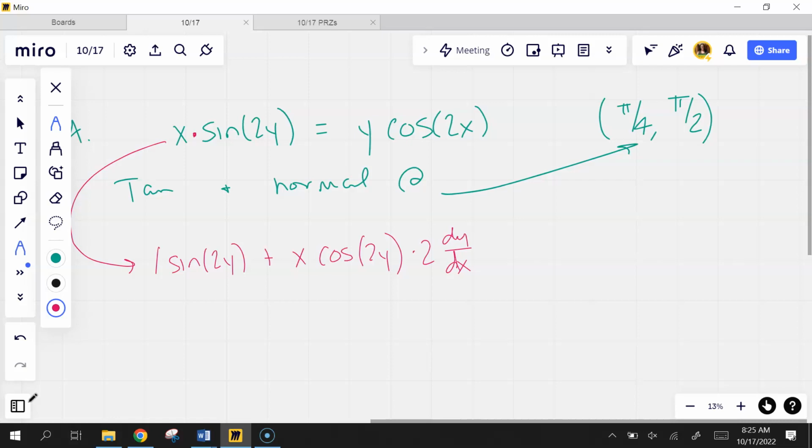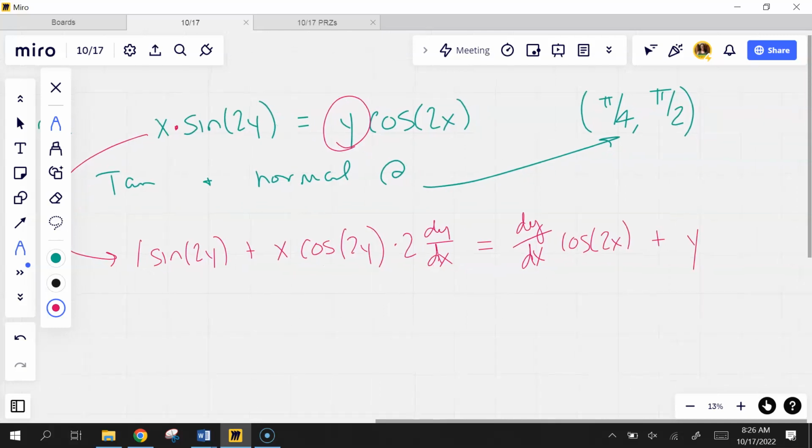Now I'm going to do the same on the right side. So derivative of the first, what's the derivative of y with respect to x? 1 dy/dx, right? Times the second plus the first, derivative of the second. So derivative of cosine 2x is a little bit easier. Negative sine 2x. And don't forget the chain. Are y'all okay? You sure?